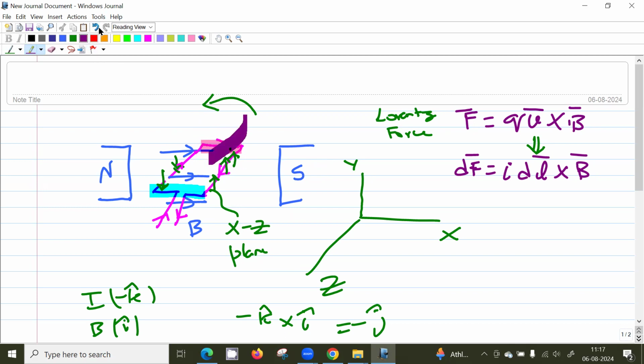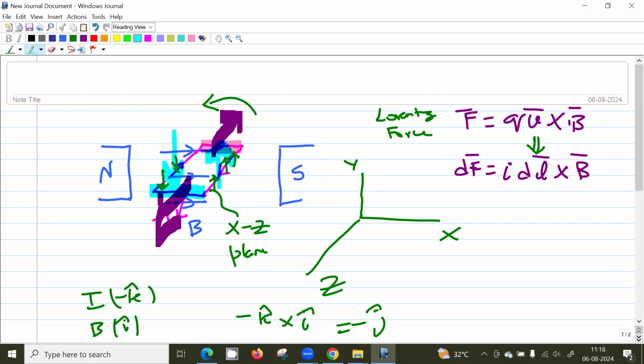Okay. This force is like this. This force is opposite. So these two forces will cancel. This force on this side is a downward force, and here is an upward force. So this will produce an anti-clockwise torque.